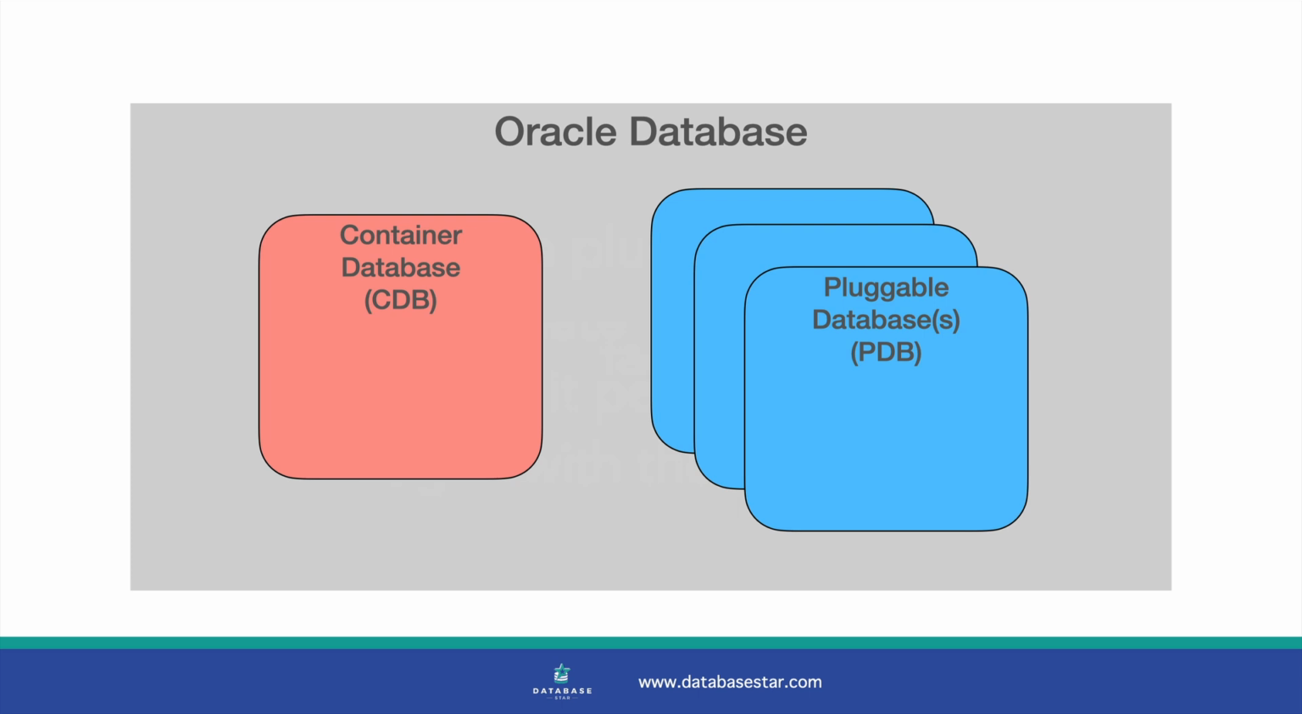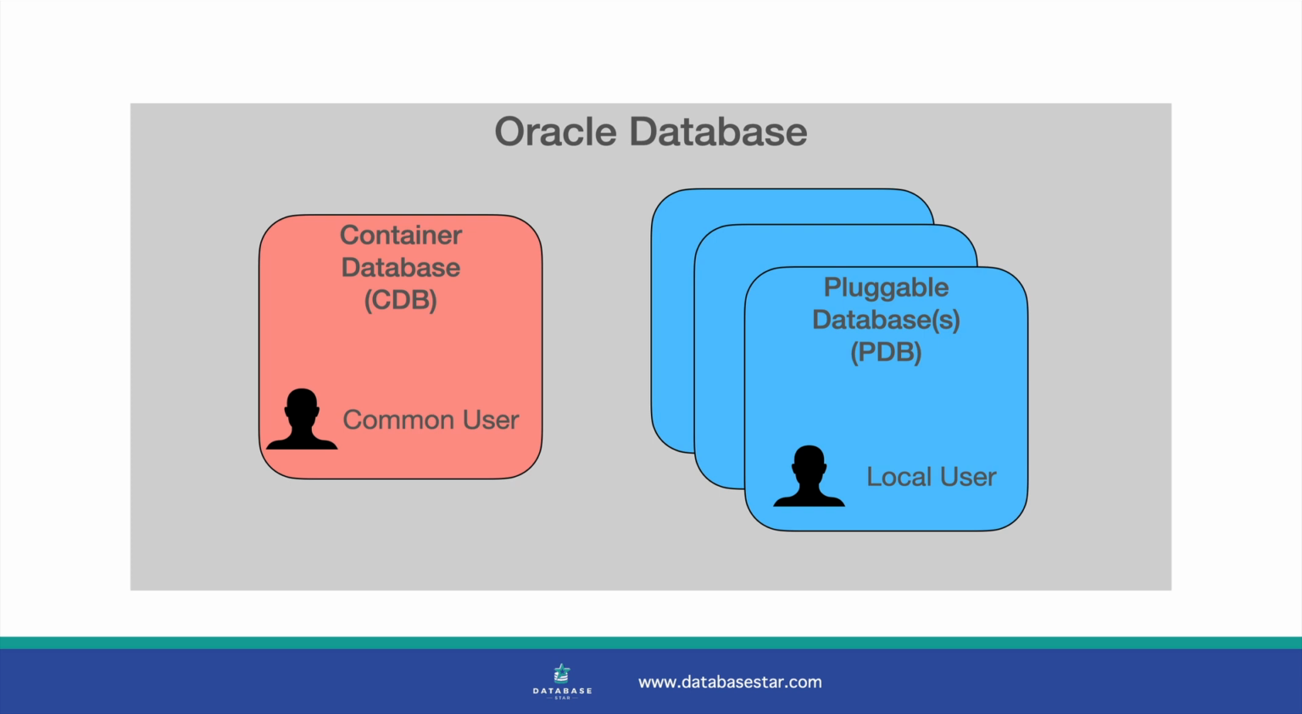Why does this matter? Because there are two types of users, a common user and a local user. A common user is created on the container database and is used to manage the pluggable databases and other admin tasks. A local user is for people and applications to access the pluggable database, create tables, store data, and run queries. We want to use a local user.